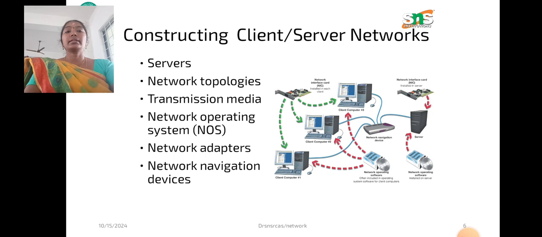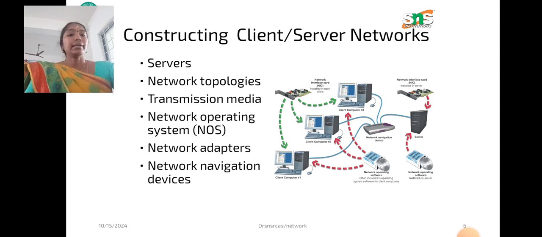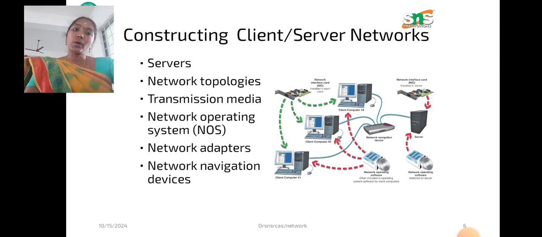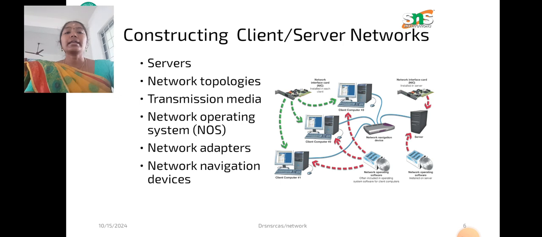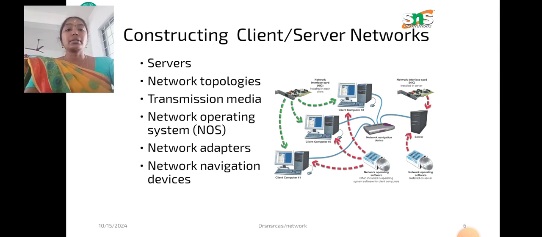So how to construct client server networks? For constructing a client server network, we need network topologies, that is, we can use LAN, WAN or MAN, any network topology. Then transmission media. Transmission media have two types: one is guided media and another is unguided media, which is wired and wireless. And next we need the network operating system, that is NOS, and a network adapter. Everyone has this adapter to access the network, and network navigation devices.